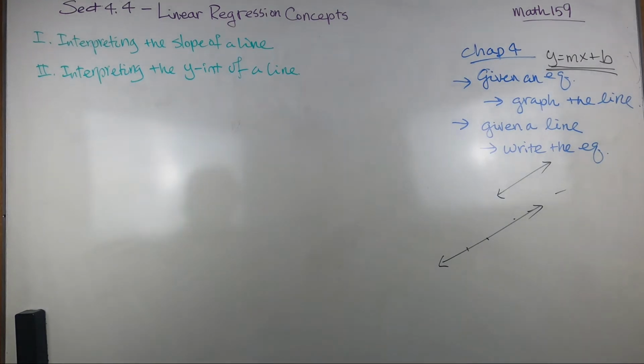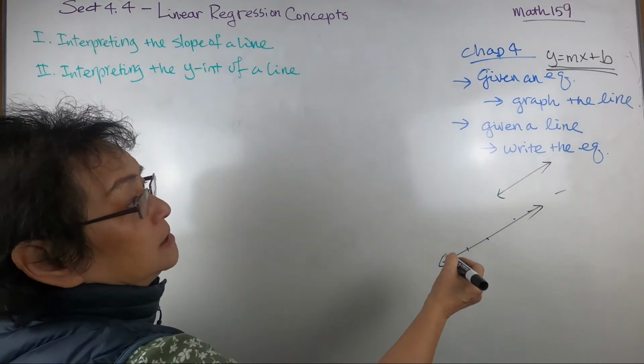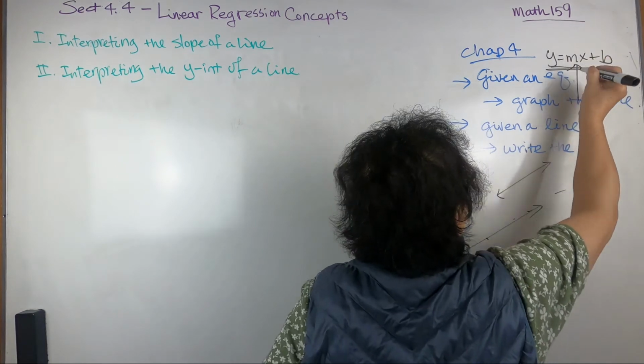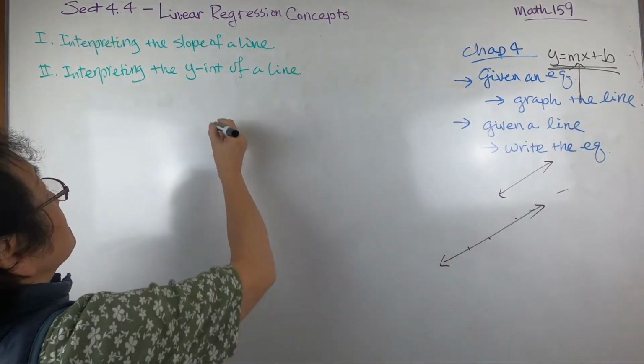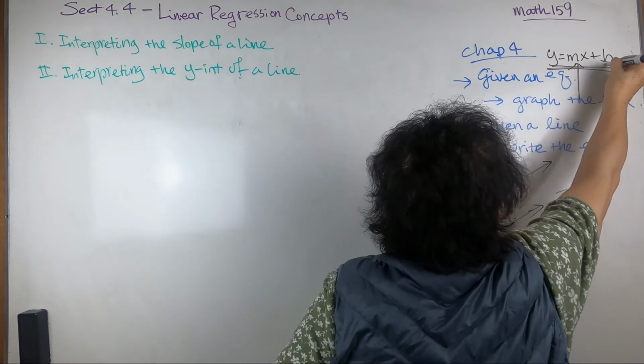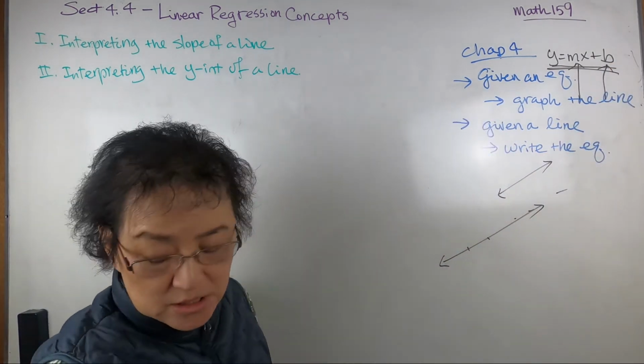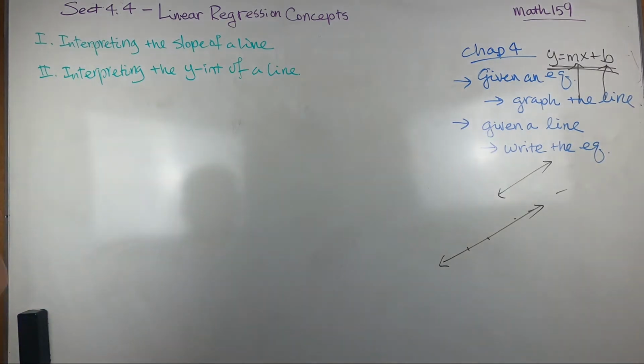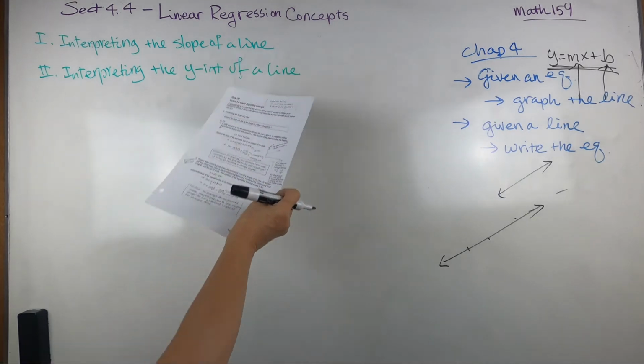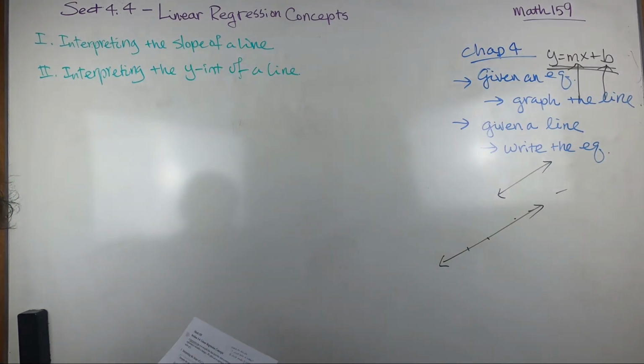Then in this section, we are going to interpret the slope of a line. Interpret what that m means in stats, and also interpret the y-intercept, how we are using this concept in stats, what kind of meaning is given. So we call it linear regression concepts. Look at your page 39 on the top.